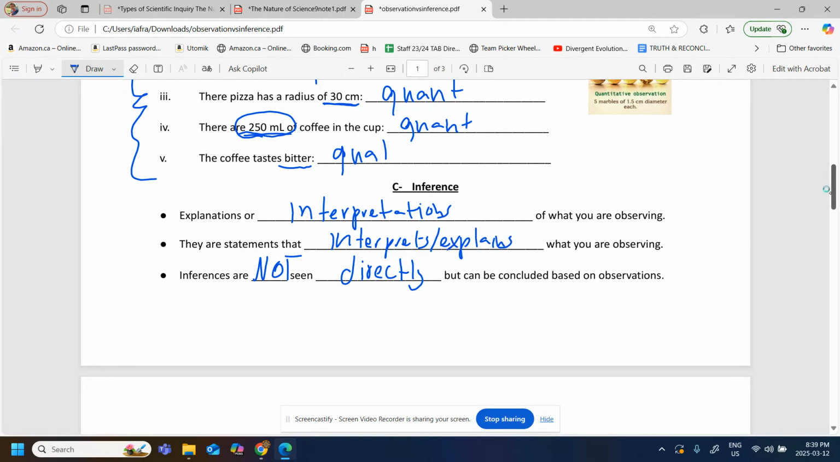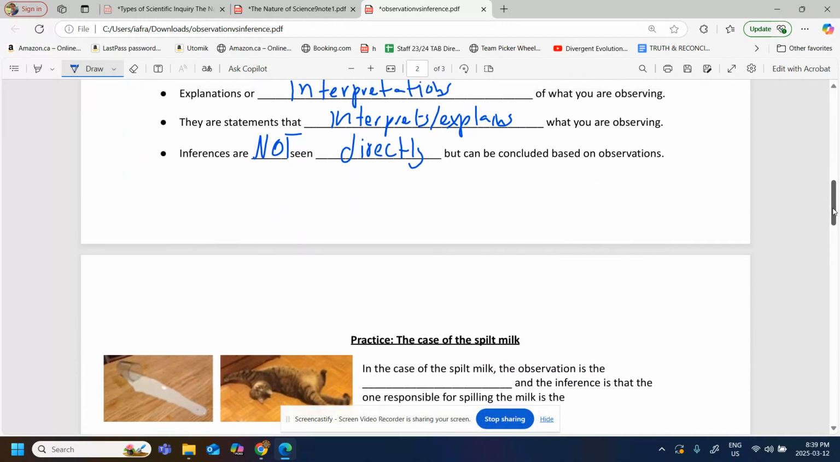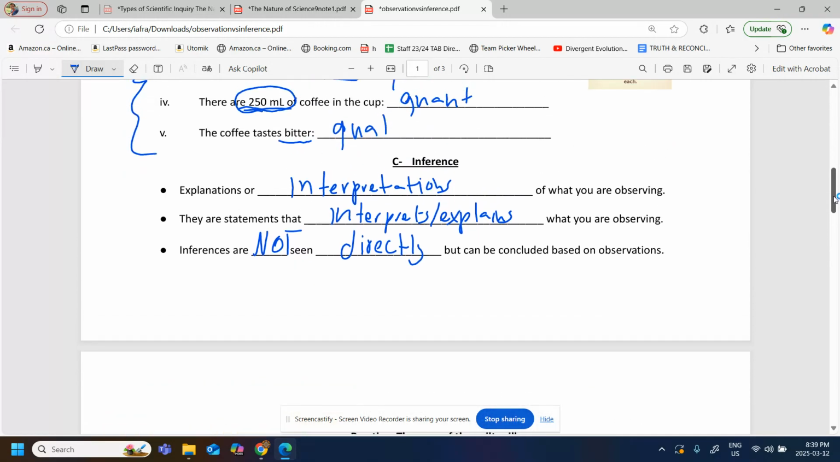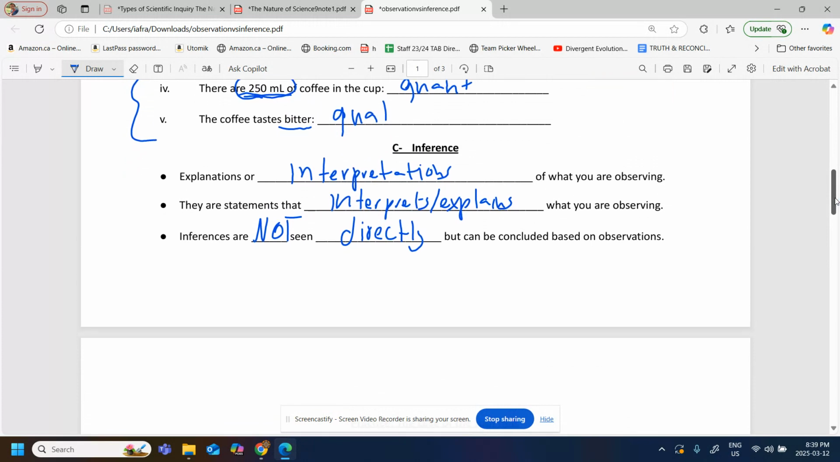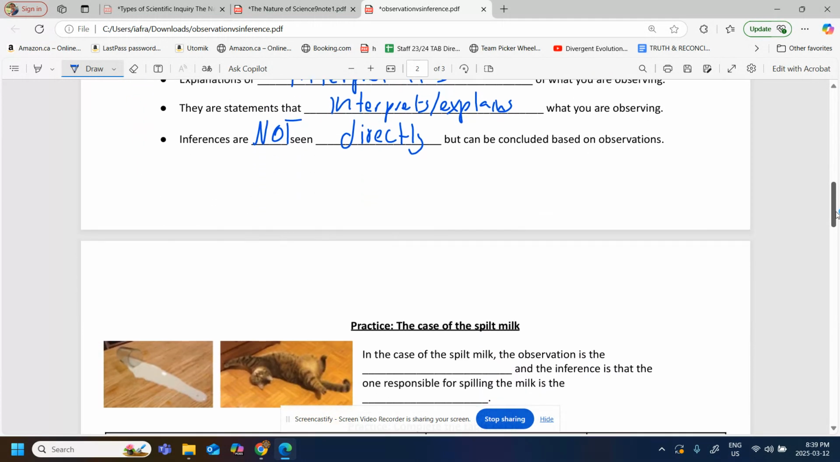what you're observing. So the most common example given for an inference would be if you touch a door and the door feels hot. That is an observation. The door feels hot. The inference you might make, even though you don't see what's on the other side, is that there might be a fire on the other side. So you're inferring that there's a fire on the other side because the door feels hot. So even though you don't directly see it, you're interpreting, explaining the observation using an inference.